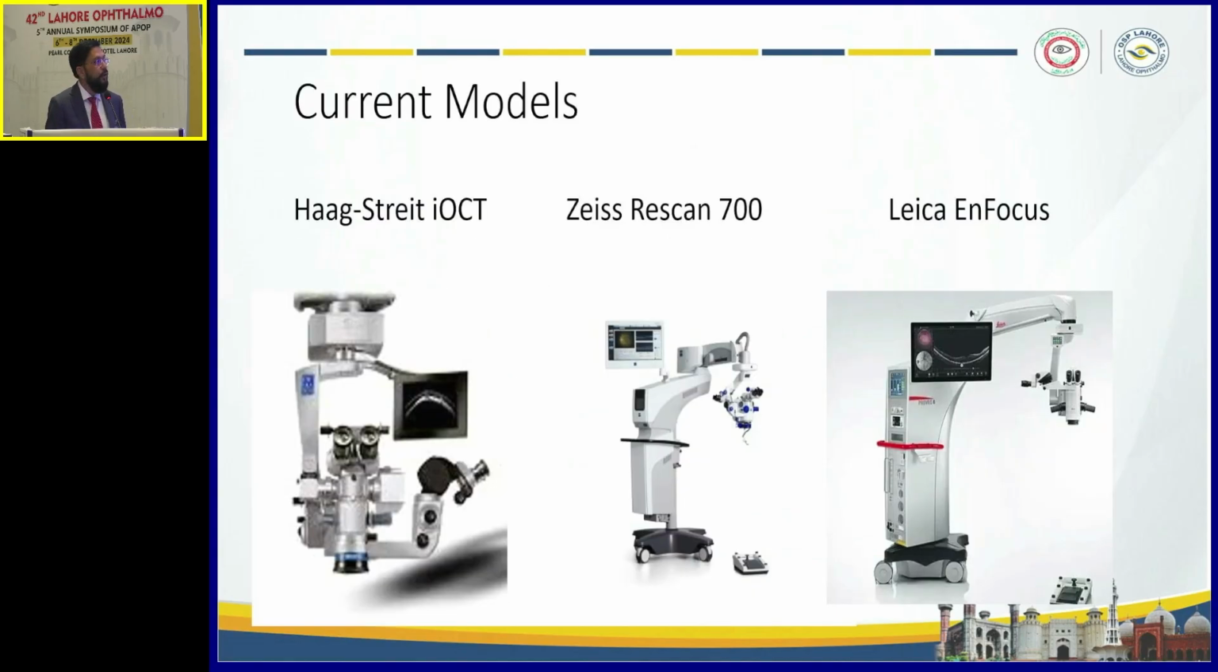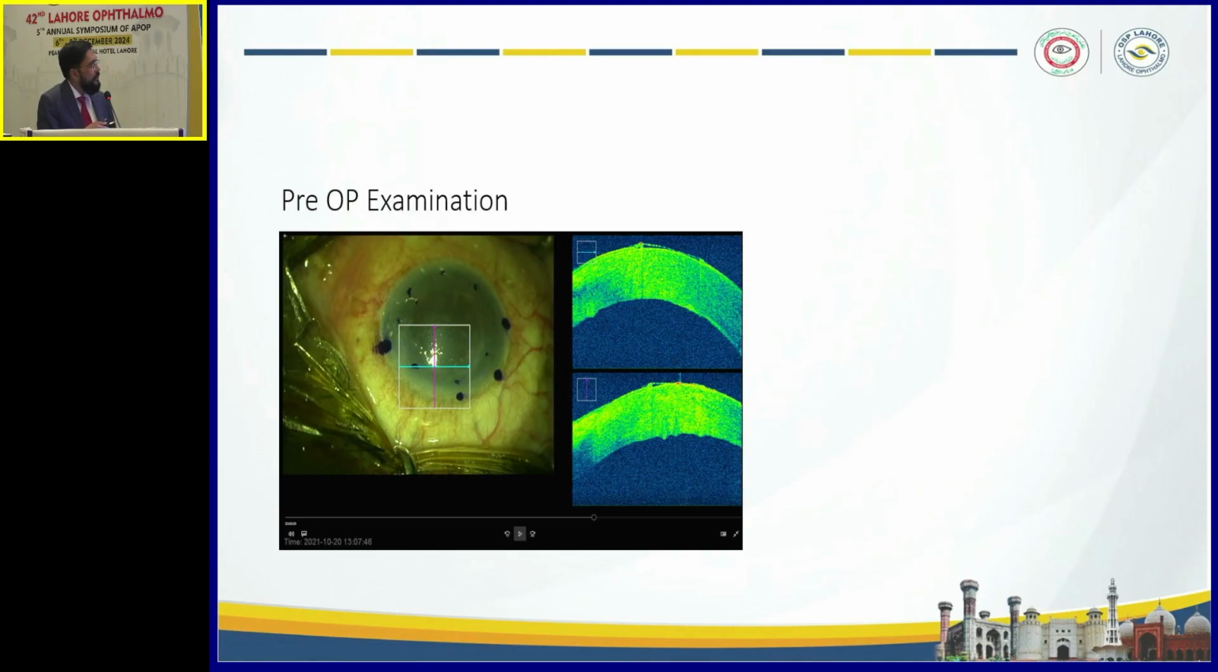Currently, we have got 3 models. So Haag-Streit iOCT, ReScan with Carl Zeiss and EnFocus Leica. I don't have any financial interest, but we have got this model with us at AFIO. Now, as you can see, we are operating over here, over the eyepiece, but the screen is hanging over here. So what happens is that when you're doing surgery, this is the view on the screen. So this is the surgeon's view, while in conventional iOCT this is the screen view.